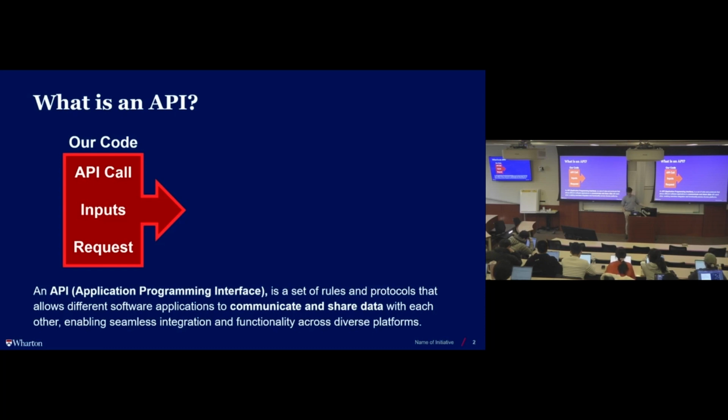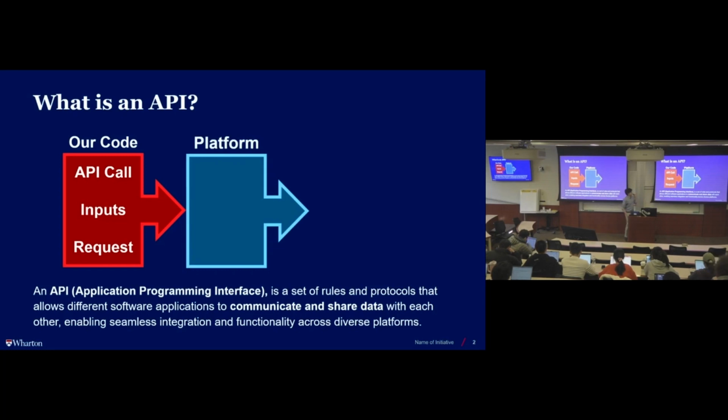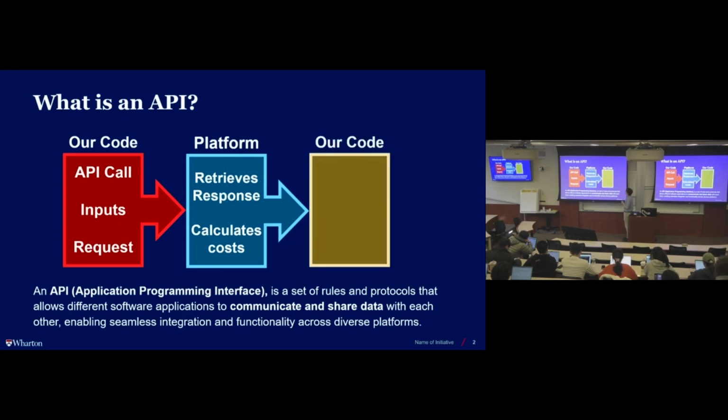So we're requesting the assistant ID this time, or we're going to create our assistant. If we're using DALL-E, like DALL-E 3, which you all have access to as well if you want to do image creation, our inputs are the prompt, what size we want the image to be, and the actual image. That goes to the OpenAI platform. They retrieve our response, and then they calculate the costs for whatever we're using. And then it returns to our code where we have our response and then return variables.